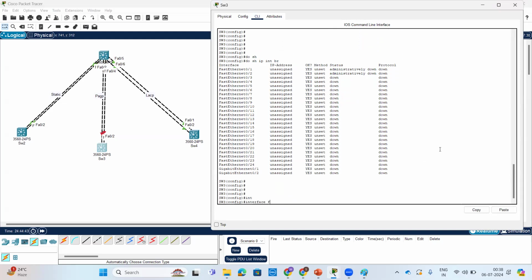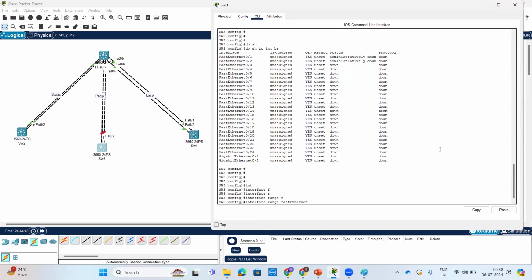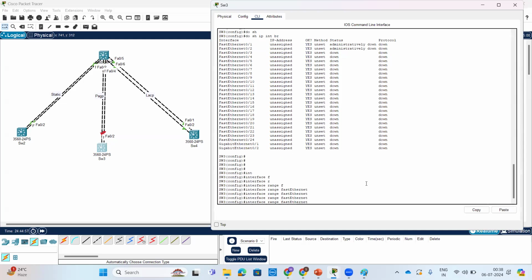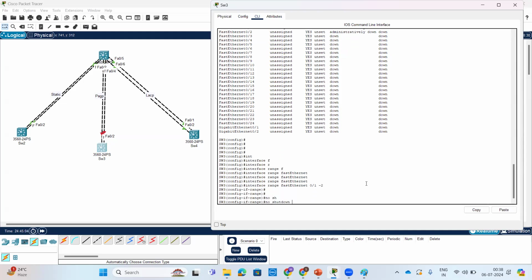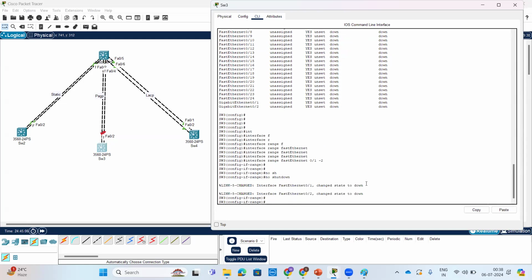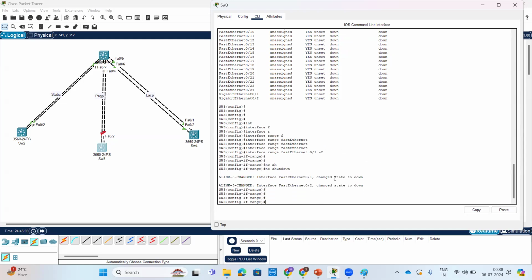So interface range, fast Ethernet. If the port is administratively down, how will we move it up? How will we configure it in real time? Interface fast Ethernet 0/1 to 2. Just use the no shutdown command. With the help of the no shutdown command, you can turn on those ports. Here I have used that command.